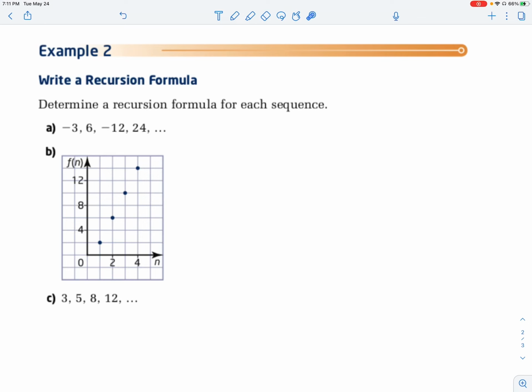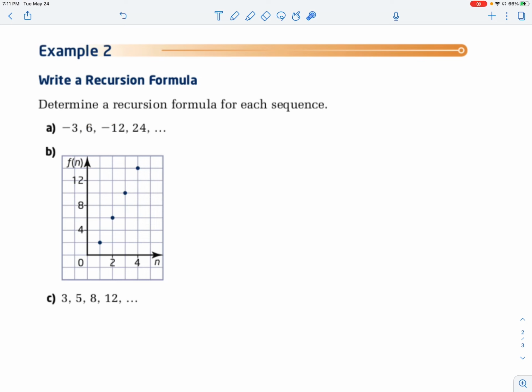My recursion formula is always going to say one term is equal to the previous term plus something, or maybe it means a term is equal to 2 times the previous term. So we need to figure out what that pattern is. It's always good to do that first. So part A right here, what's the pattern? What's happening with these numbers? How do we go from one term to the next?